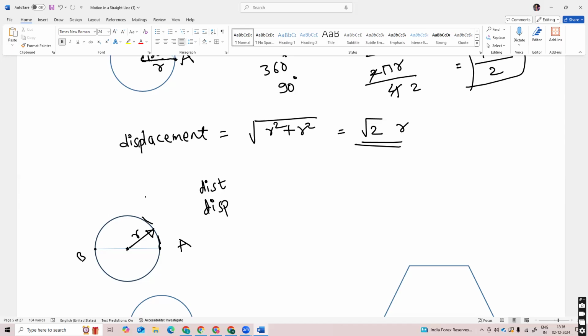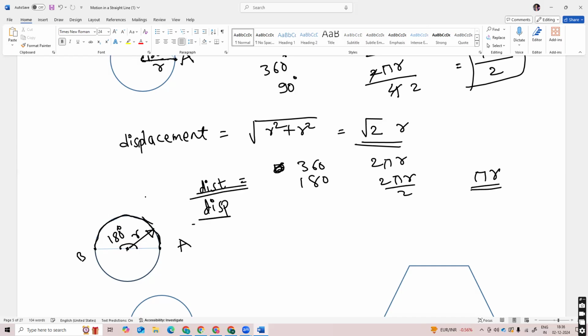So the length of this path is basically, since he is moving at a distance of the radius of this circle from point A to B, and since it is making a 180 degree angle, you can easily find out that distance is half the total perimeter. As you know, for 360 degrees it is equal to the perimeter, 2 pi r. So for 180 degrees it will be 2 pi r by 2, which is equal to pi r. This is the distance traveled by this person.